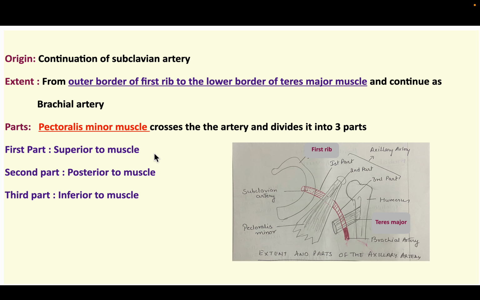Now the different parts of this axillary artery are the first, second and third part. The pectoralis minor muscle is the one which crosses the artery and divides it into these three parts. The part which is lying superior to the muscle is known as the first part, the part lying behind the muscle is the second part, and the part lying below or inferior to it is the third part. And after that, at the lower border of the teres major, it is known as the brachial artery.